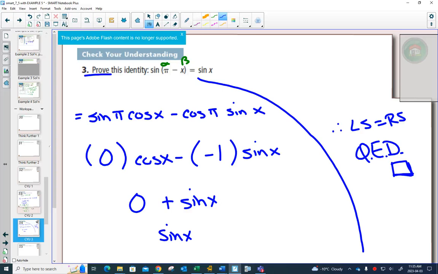Here are some more practice with proofs: 9, 10, 11, and 14.